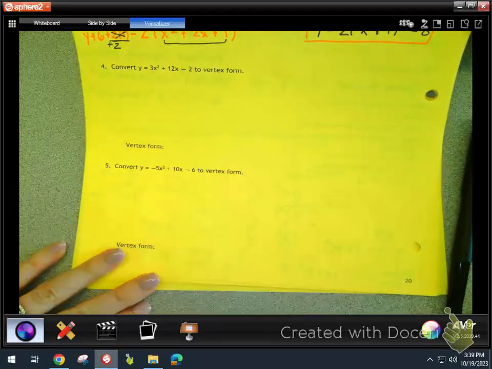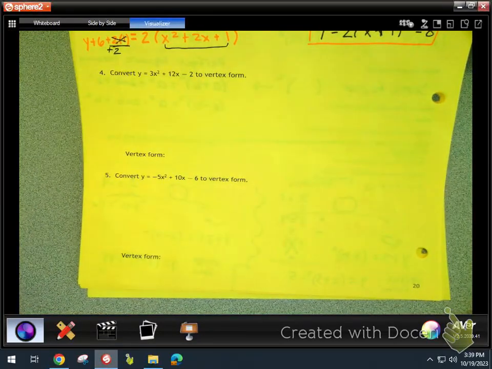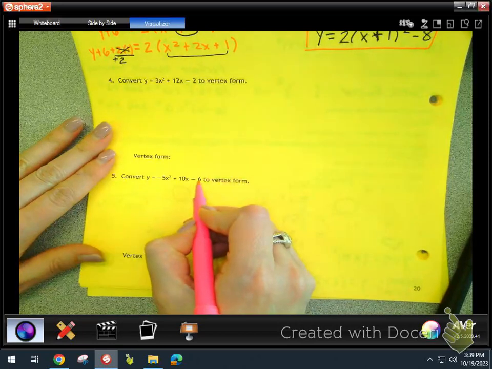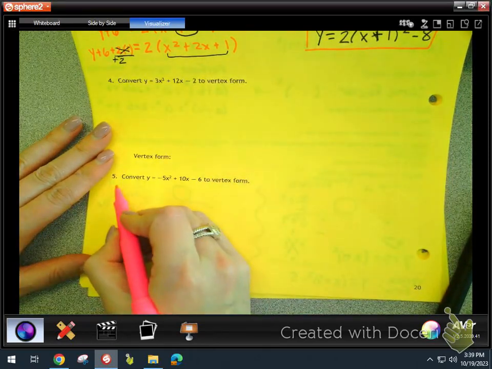What's your A value on number 5? -5. So what's your concavity on number 5? Down. Okay? But we have an A value that's not 1. It doesn't change our first step. We always have to take that y-intercept and move it. So I have y plus 6.